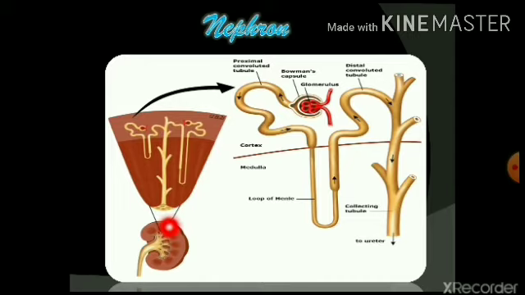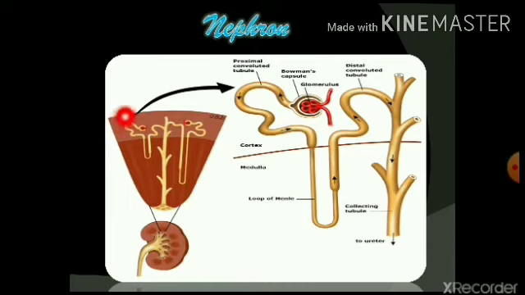Now if you see the internal structure of the kidney, the cross section looks like this. Here the outermost portion that we are able to see is known as the cortex, and in the cortex we are able to see the structures called nephrons.